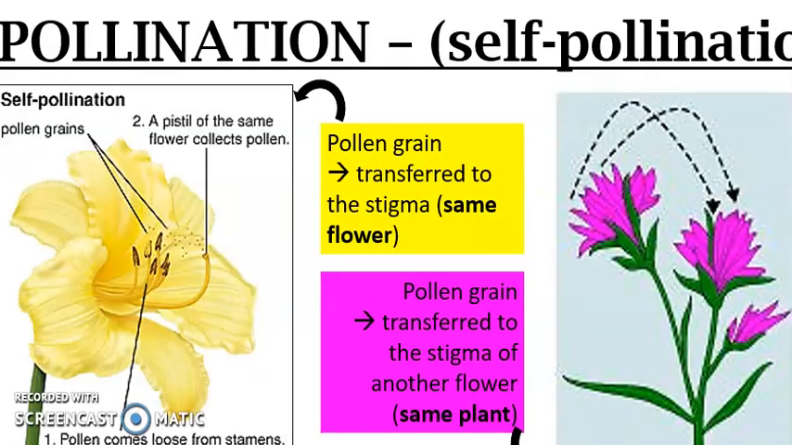So pollination, we have two types of pollination. The first one is self-pollination and the second one is cross-pollination. Okay, the first one we will learn about is self-pollination. So in self-pollination, the pollen grain is transferred to the stigma of the same flower. Okay, biji benih tu dia akan dihantar ke stigma bagi bunga yang sama. Or the pollen grain is transferred to the stigma of another flower of the same plant.